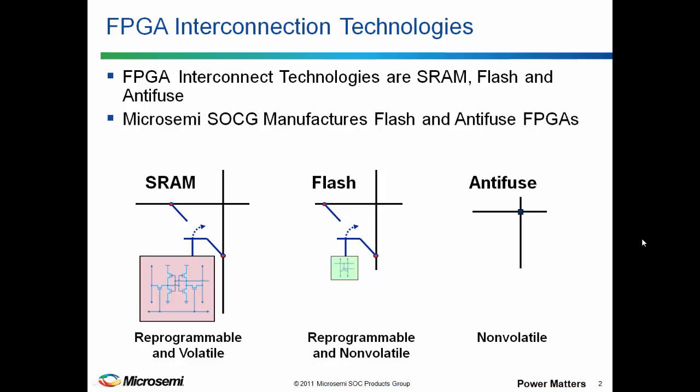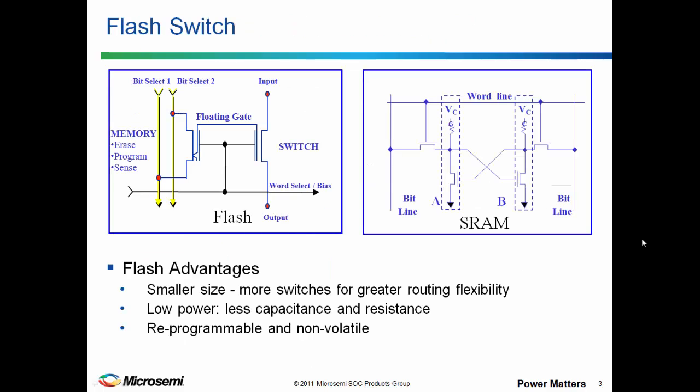And then there's devices that are called anti-fuse devices, or one-time programmable devices. And they're non-volatile, but they can't be reprogrammed. So Microsemi makes two different types of devices. We have flash-based devices, and we also have some older legacy anti-fuse devices.